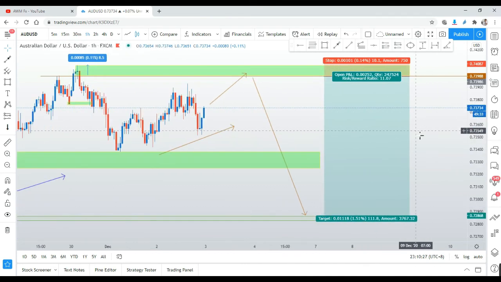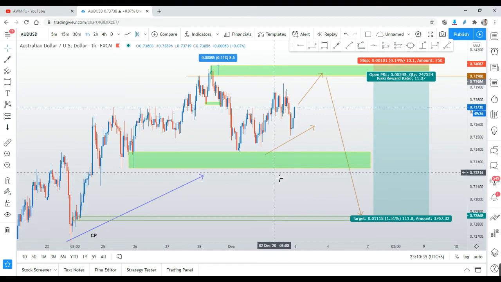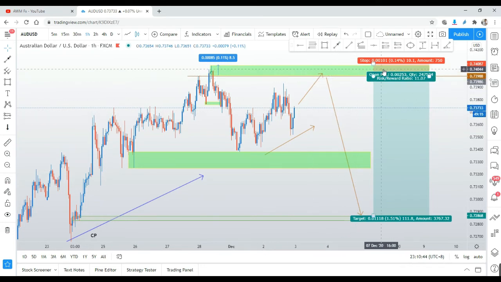So good luck to you guys for trading. This will be my trade for this coming week. So see you guys in the next video. I hope you guys learn a few tricks or tips about the QM sell setup, how I place my order, and how I predict my take profit zone.